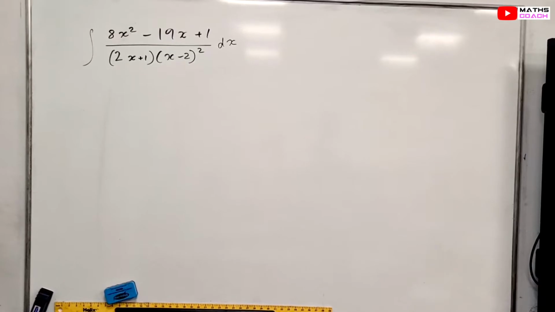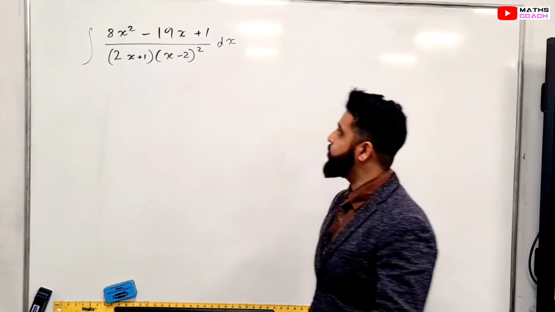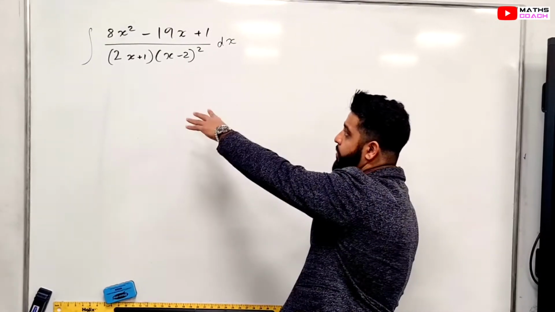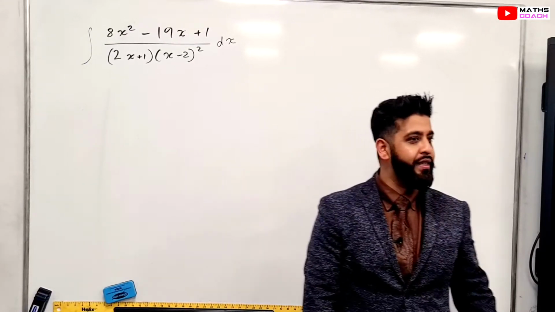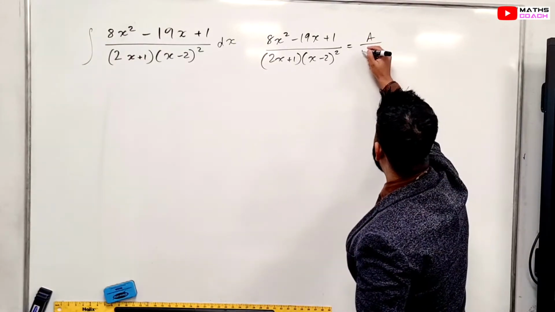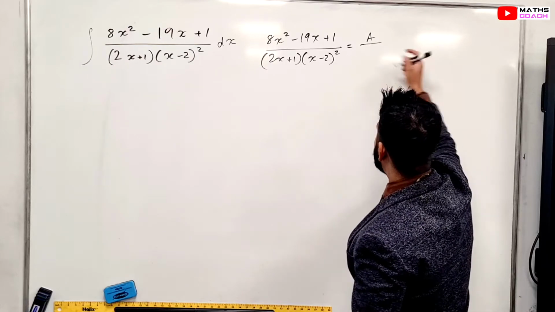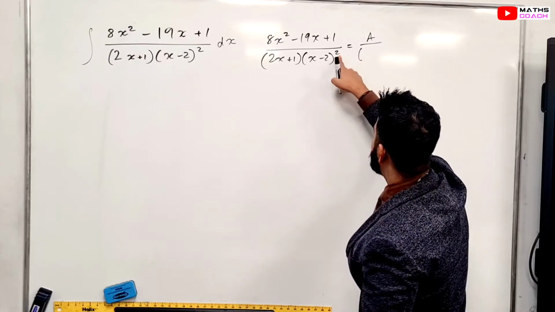All right, so have a look at this one. We have 8x squared minus 19x plus 1, and then we've got this denominator, which has a repeated bracket. Now, we've got 3 brackets here. We are going to do this using a, b, and c. But have a look at the denominators so you can follow what happens when you have something like this.